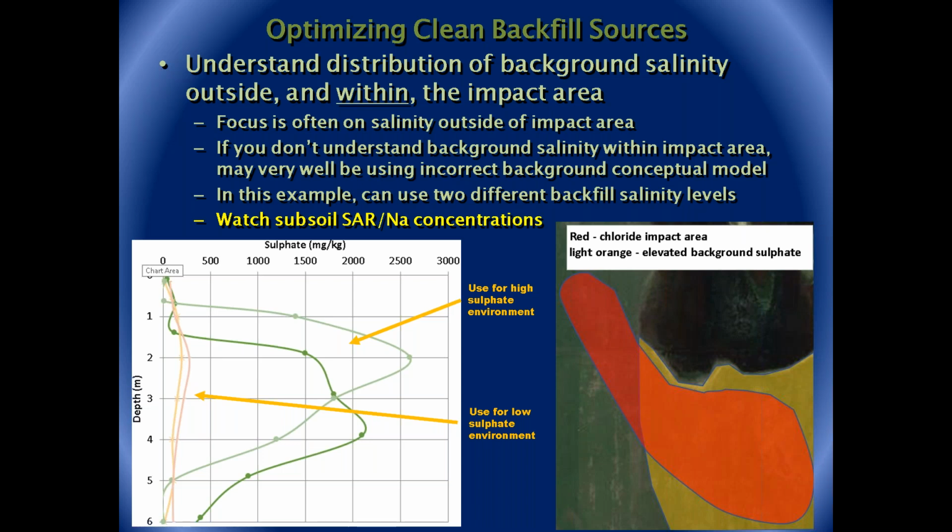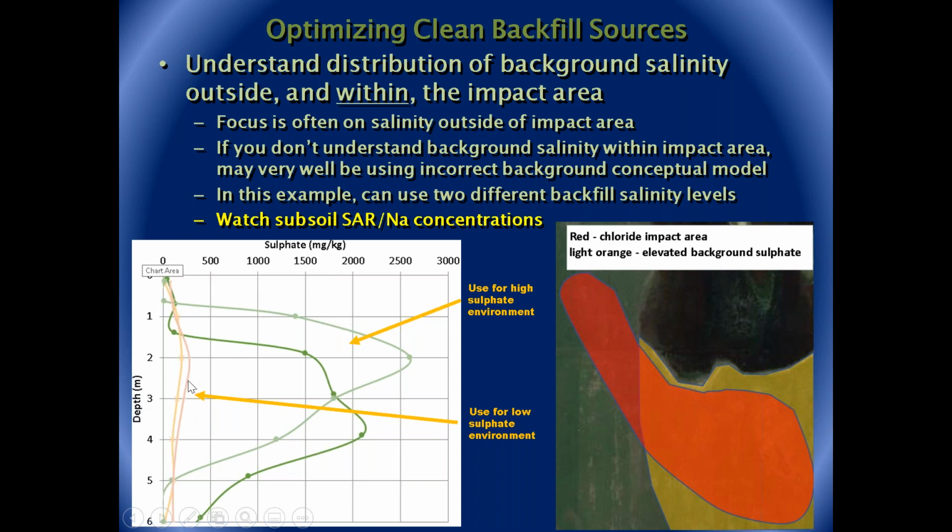There was this red plume here over to the right. This was our impact area from our source, and it spread around this wetland area, and it moved into a different sulfate environment. On the left here, we see a vertical profile chart showing sulfate concentrations and depth interval.